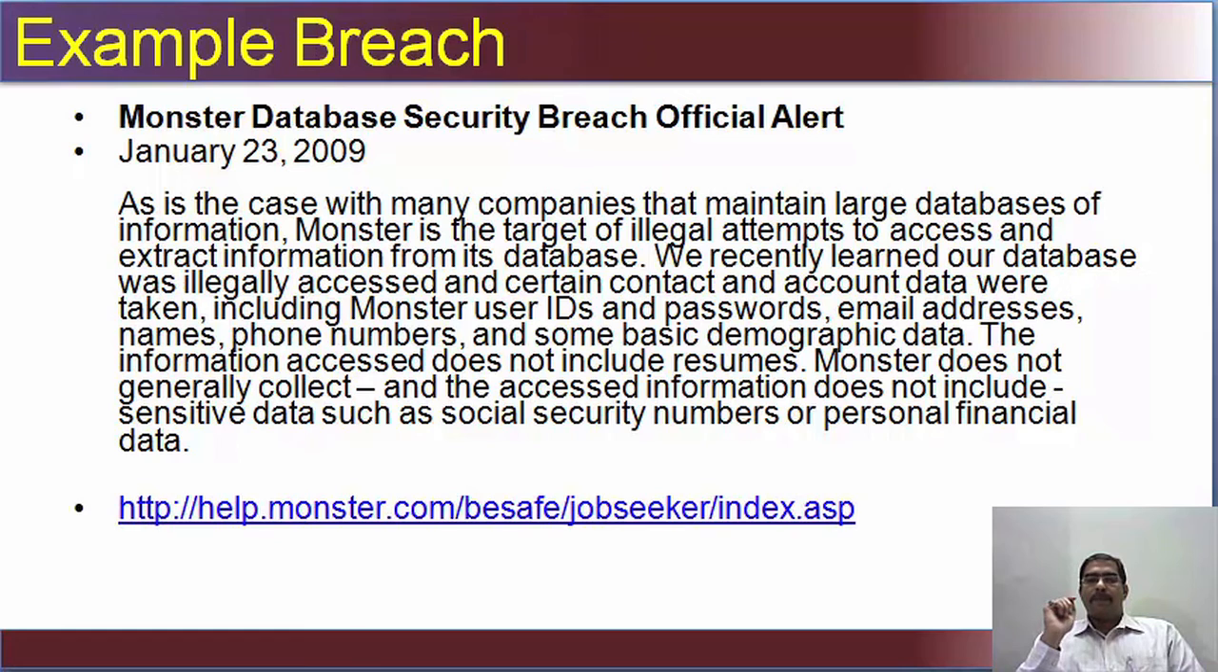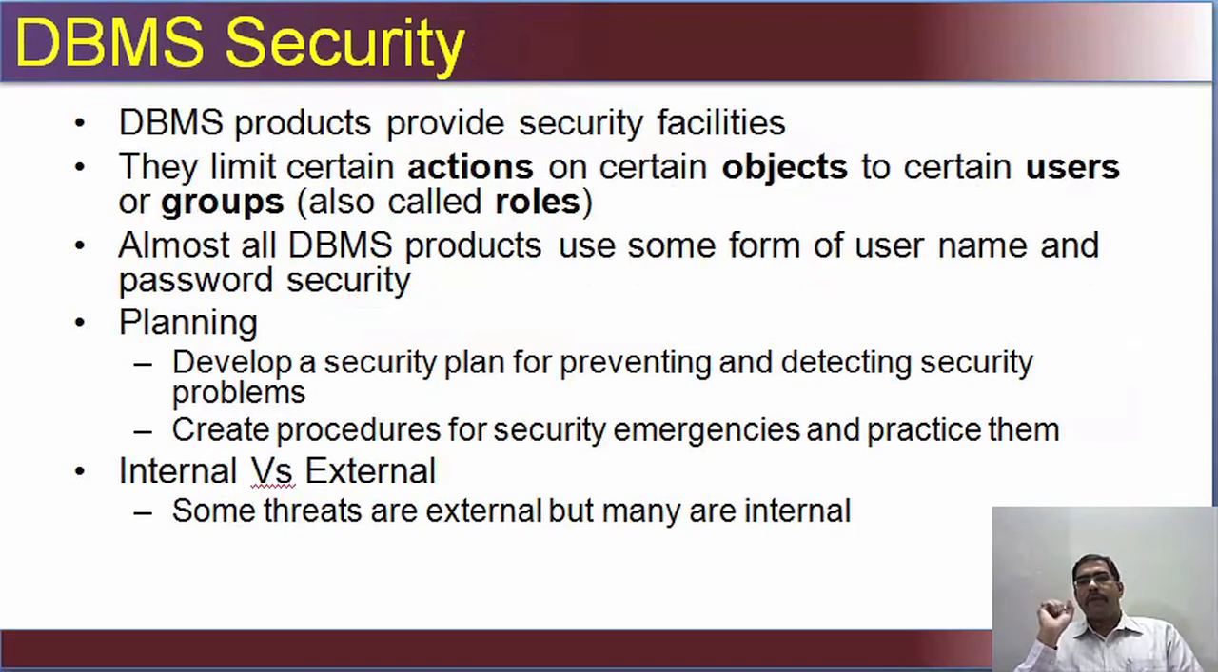But then the hackers managed to find user IDs and passwords, fine. Email addresses, names, phone numbers. So they had a lot of information by which they can do impersonation attacks, which is not mentioned here. So there are other attacks that can happen, which have not been mentioned here. But according to Monster, since financial data was not stolen, and financial data here is critical, and social security numbers were not stolen, they say it's pretty okay.